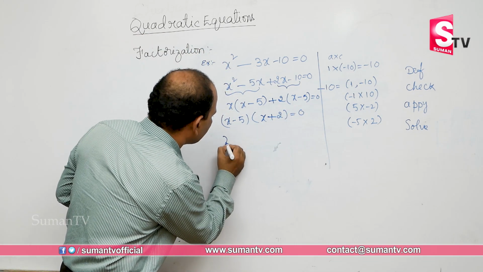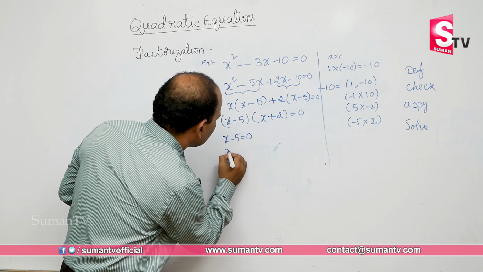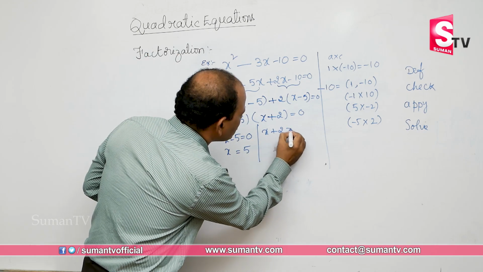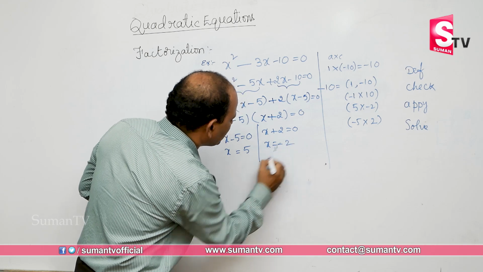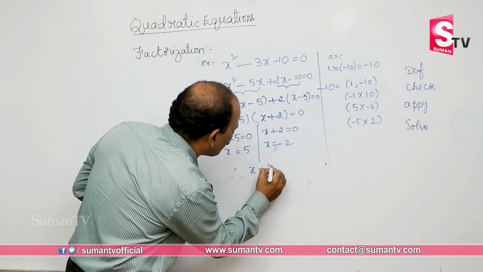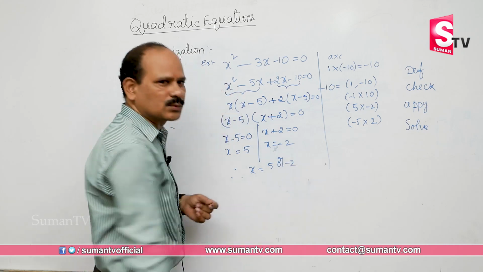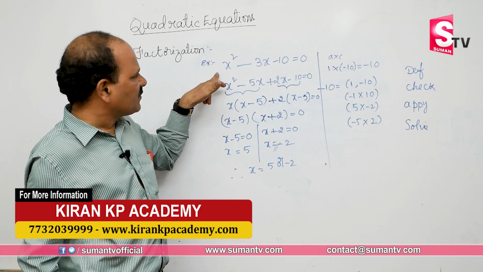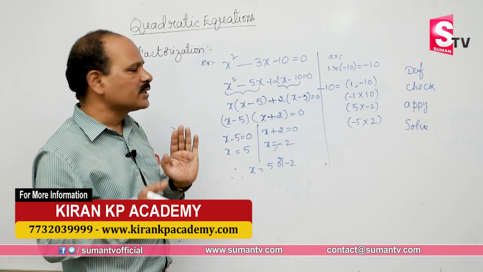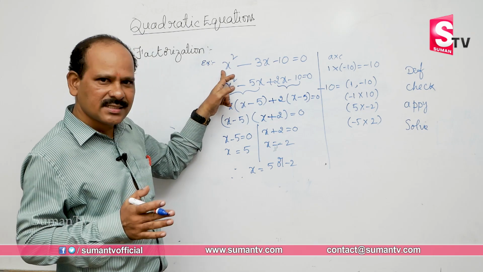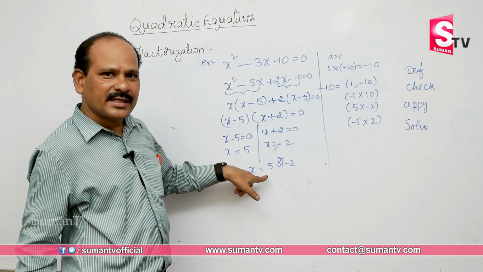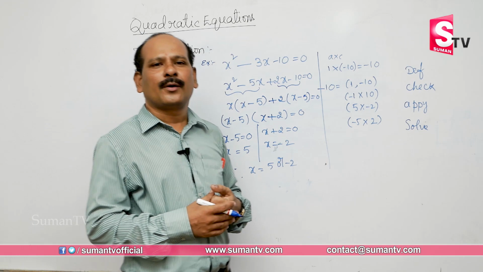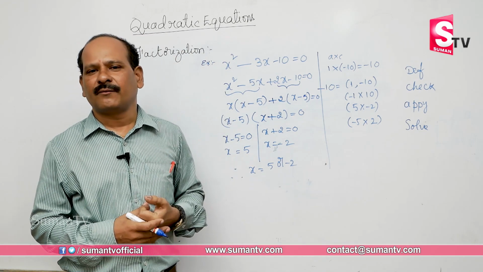Now take the first part, x minus 5 is equal to 0, then x is equal to 5, or x plus 2 is equal to 0, then x is equal to minus 2. Therefore, x is equal to 5 or minus 2. Okay, this is the second example. So in this way, we can find the value of x by using the factorization method. Here the answer is x is equal to 5 or minus 2. In this way, we can solve the quadratic equation by using the factorization method.